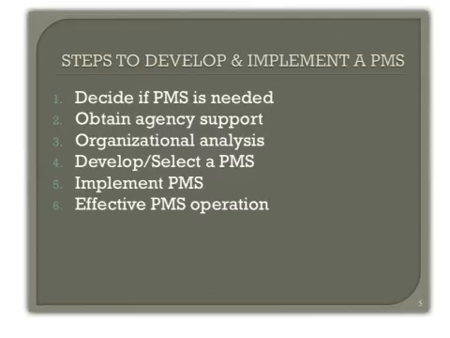So what are the major steps that we need to follow to develop and implement a PMS system? The very first one is that we need to decide if the PMS is needed. That's something to keep in mind. We need to show that it has its benefits. The second step would be to obtain agency support. The third step would be organizational analysis. The fourth step is developing and selecting a certain PMS system. And then this is going to be followed by implementing the PMS system as well as obtaining effective PMS operation.